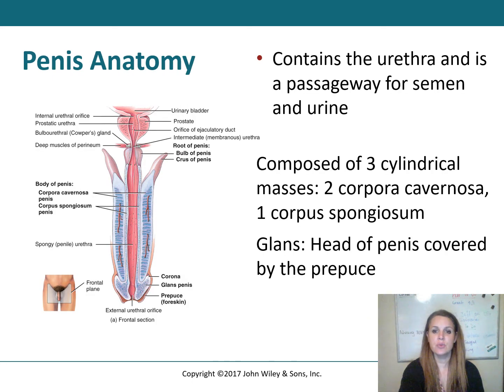So, like I said, the urethra is a common passageway for semen and urine. So this goes through the penis, and the penis has these 3 cylindrical masses, 2 called the corpora cavernosa, and 1 the corpus spongiosum. And then the end of the penis, the head, is called the glans, and if you have foreskin, it's covered by foreskin called the prepuce. These cylindrical masses are what get filled with blood during an erection.